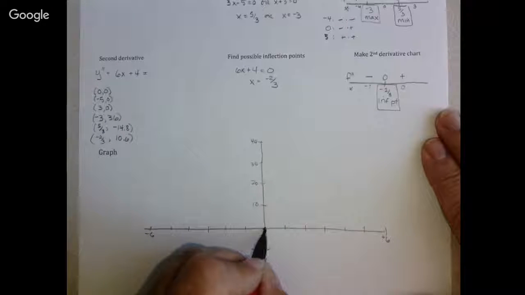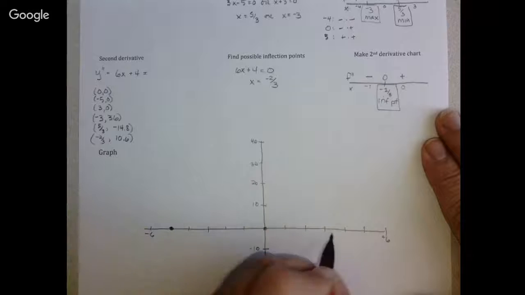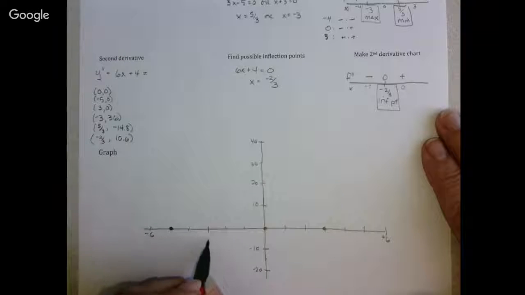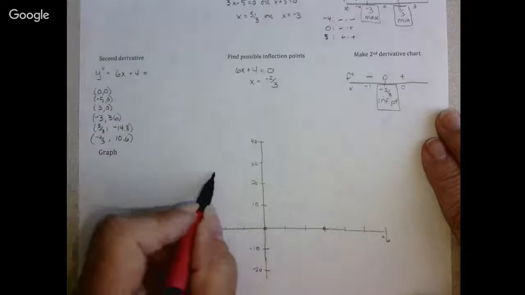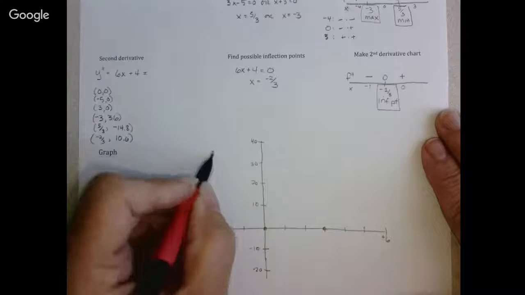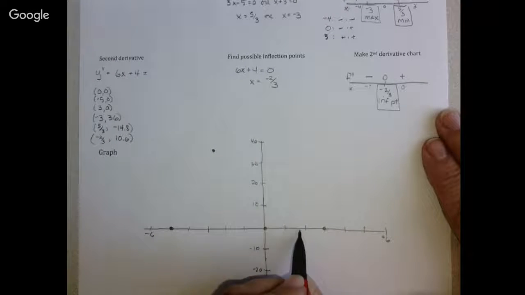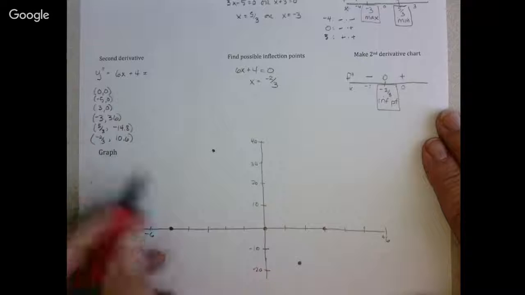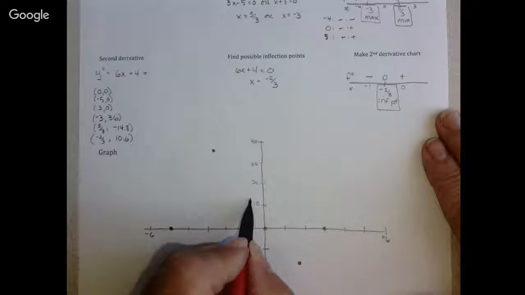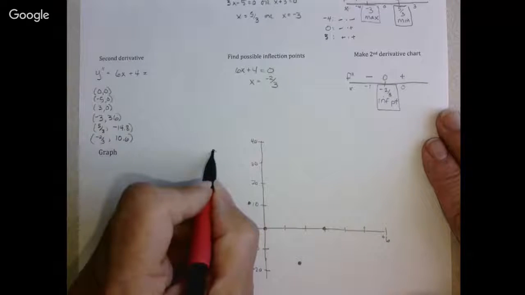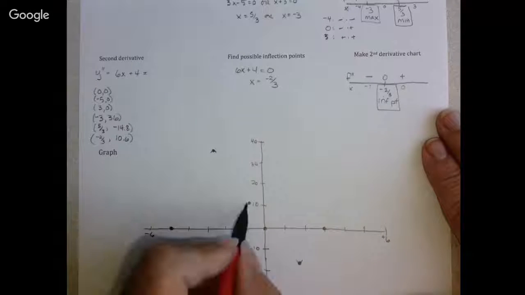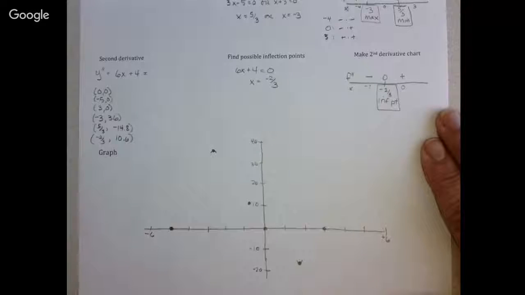Okay, first of all, let's mark these points. We've got 0, 0, negative 5, 0, 3, 0. Those are our x-intercepts. We have negative 3 and positive 36. So negative 3 and 36 about here. 5/3 is 1 and 2/3, so about here, and negative 14, negative 15, somewhere about here. And negative 2/3 is about here, and 10.6, so right about here. All right, I know that this guy is a max, and I know that this guy is a min, and I know that this guy is an inflection point.